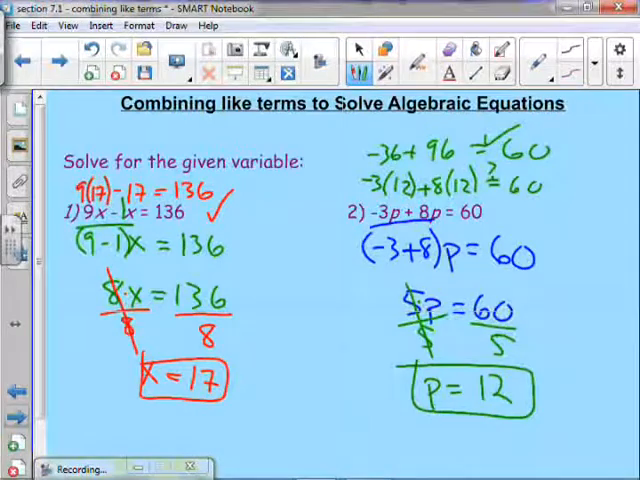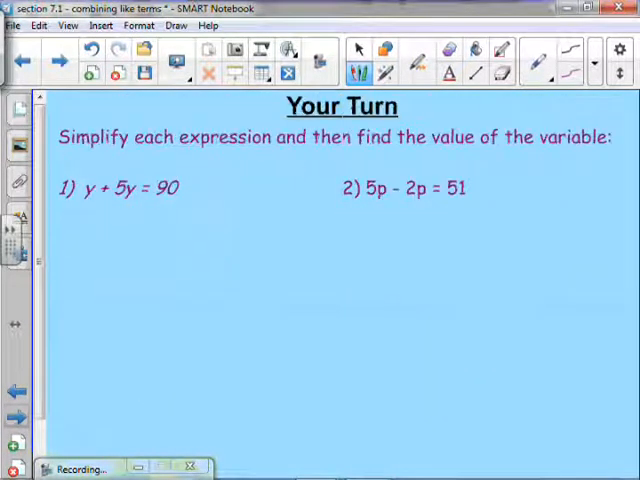Now I'm going to let you practice with simplifying these. You need to combine your like terms and then solve for the variable.